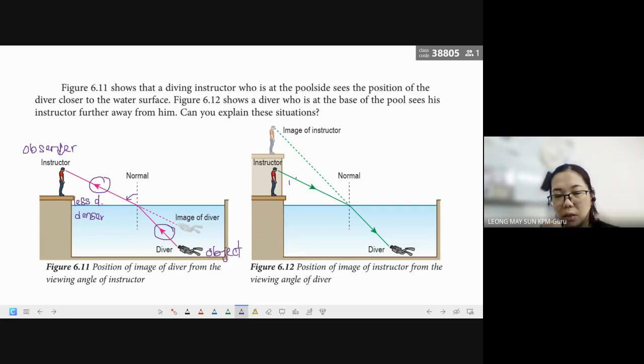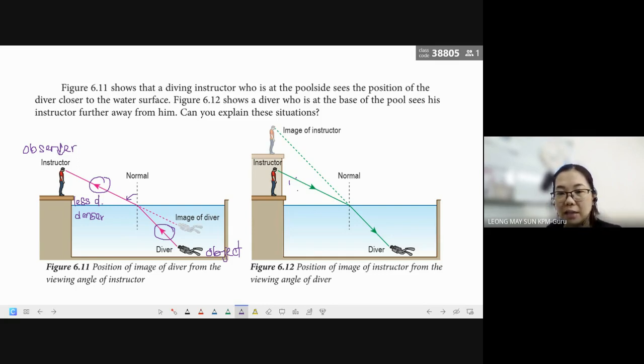And notice here, we use a dotted line. We cannot use a solid line. A solid line is the actual path of the light ray. A dotted line is what we imagine, where it's supposed to be. So please take note, it cannot be a solid line.